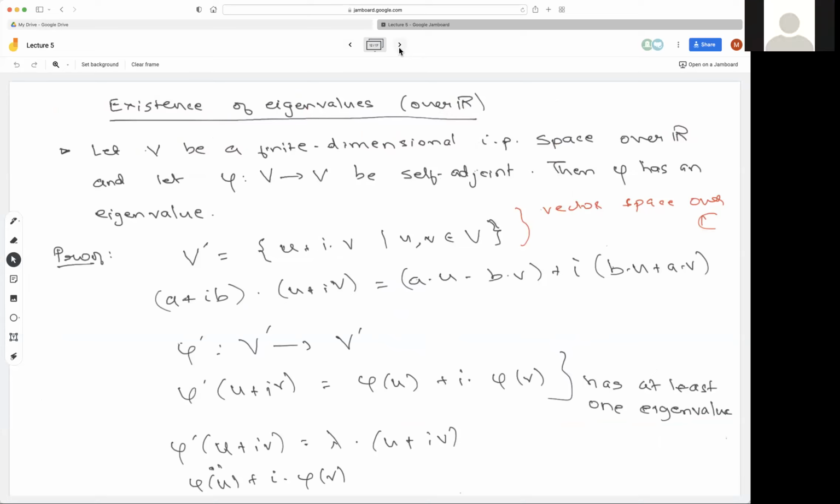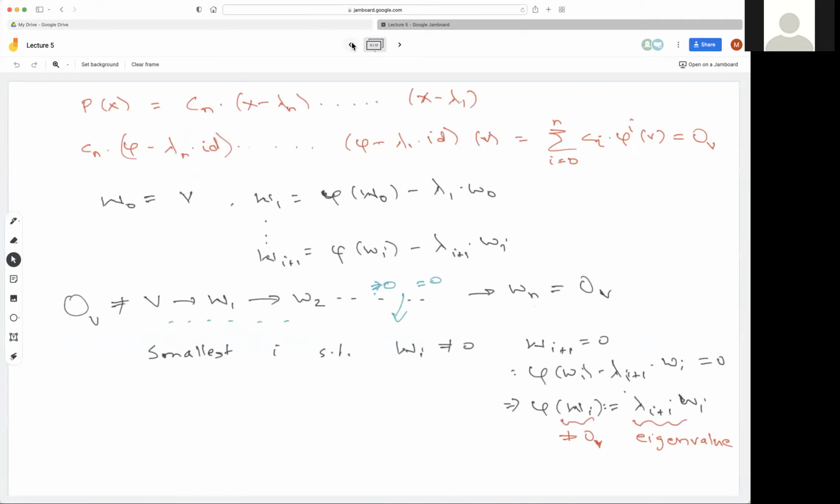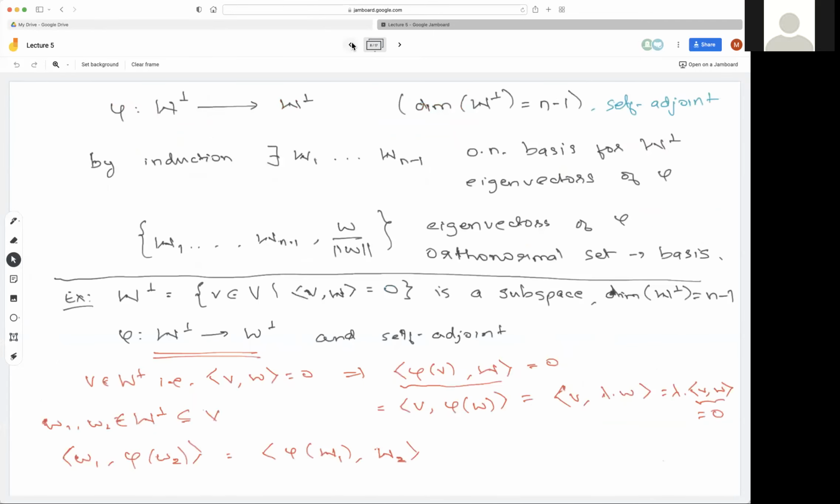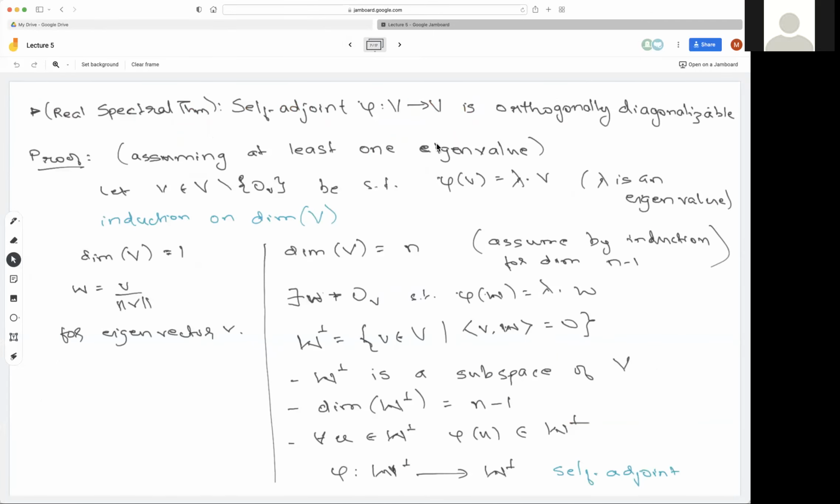Yeah, hello. I have a question regarding the real spectral theorem. When we defined the vector space W perp, in the theorem statement we said that the linear transformation phi would be from V to V, but here we see that phi would be from W perp to W perp. So how do we conclude that?